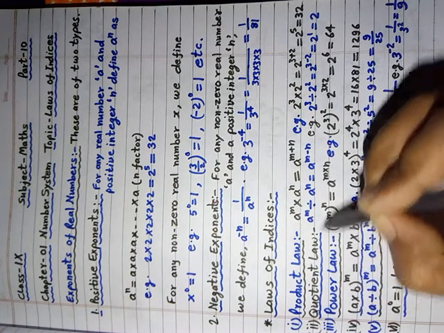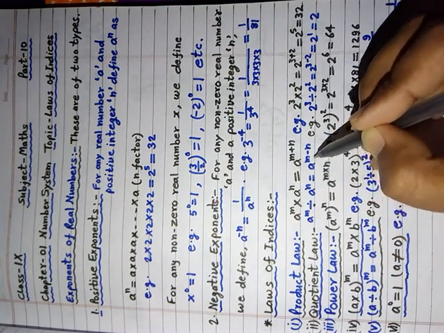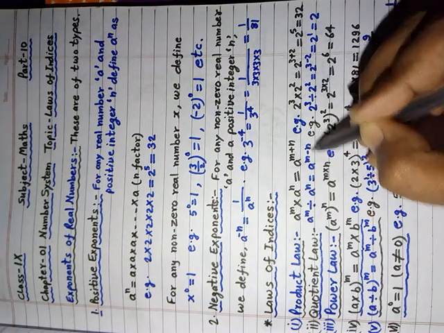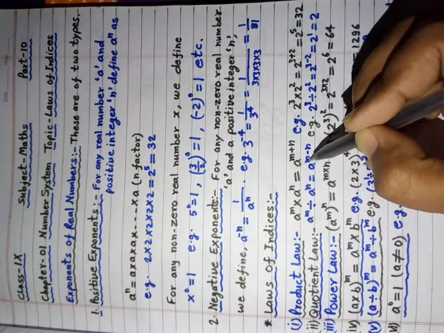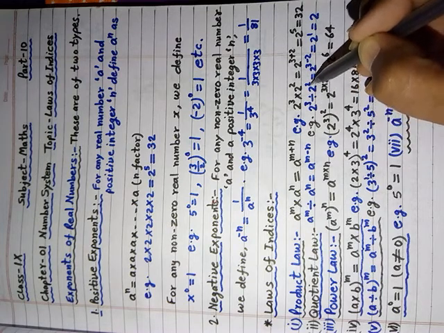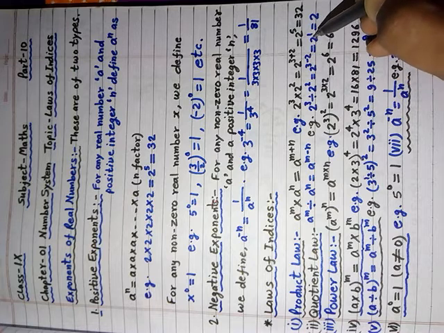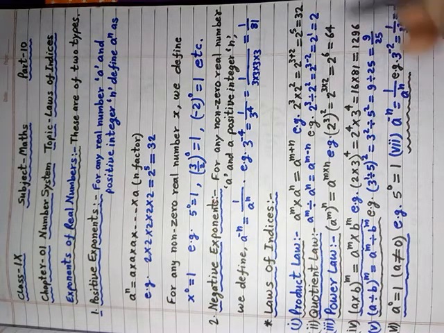Second, quotient law. A power m divided by a power n is equal to a power m minus n. In case of division, powers will be subtracted. For example, 2 power 3 divided by 2 power 2 is equal to 2 power 3 minus 2, is equal to 2 power 1, so it is 2.